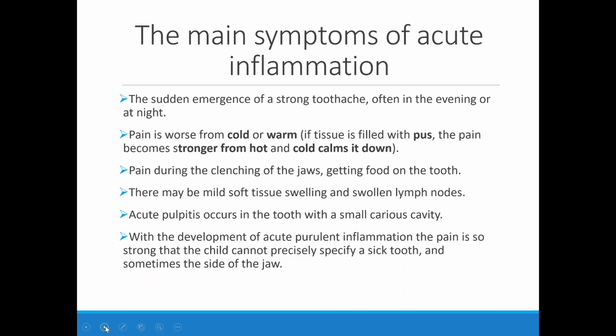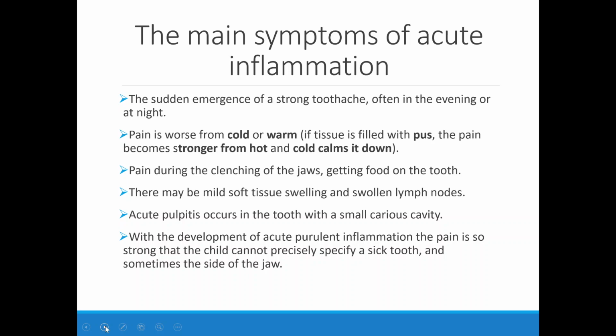Pain during the clenching of the jaws, getting food on the tooth. There may be mild soft tissue swelling and swollen lymph nodes. It's very important to remember that lymph nodes react very fast. Acute pulpitis occurs in a tooth with a small carious cavity, and usually it's filled with light, soft, wet dentin.